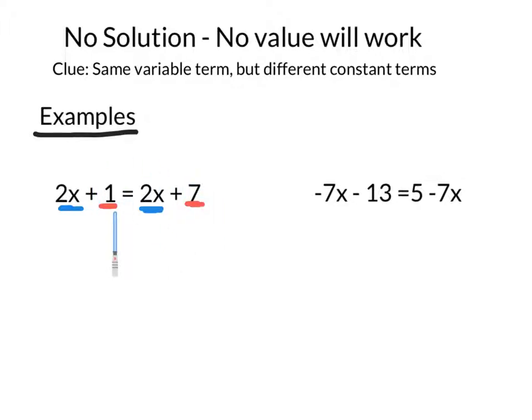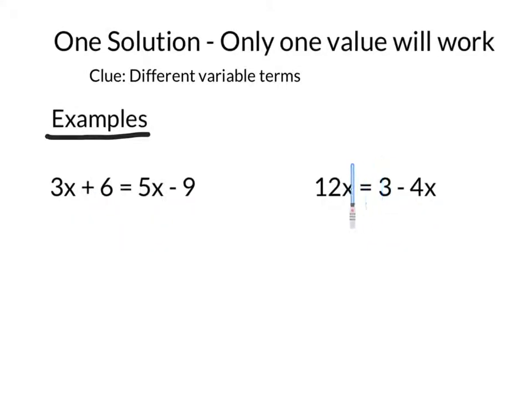And that might make sense to you. Can 2x plus 1 equal 2x plus 7? No way. This is no solution. Over here, we've got the same variable term. That's negative 7x and minus 7x. It's okay if they're switched around. Negative 7x and minus 7x, that's the same. But this minus 13 and this 5 are not the same. So we have negative 7x minus 13 will never equal 5 minus 7x. This is no solution as well.